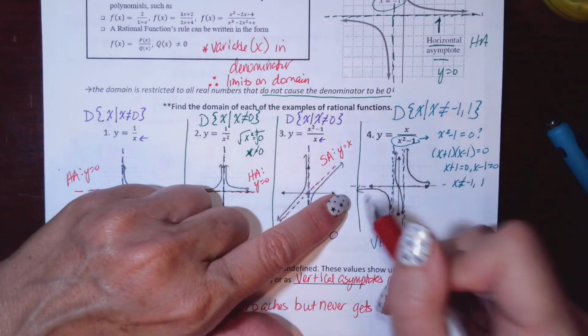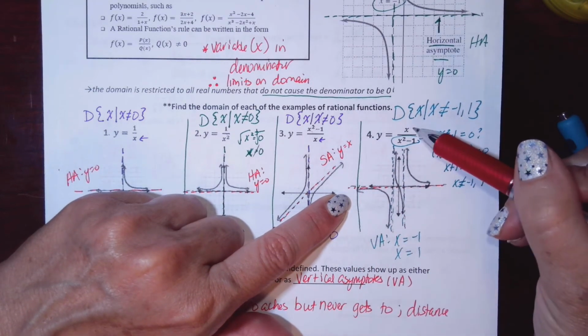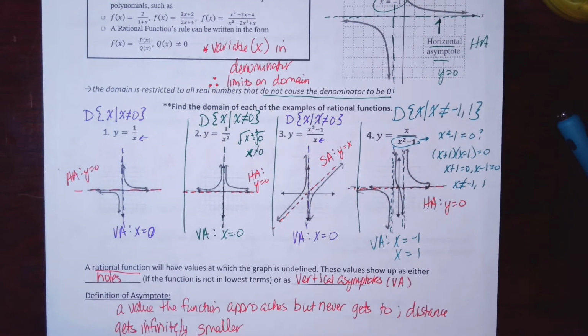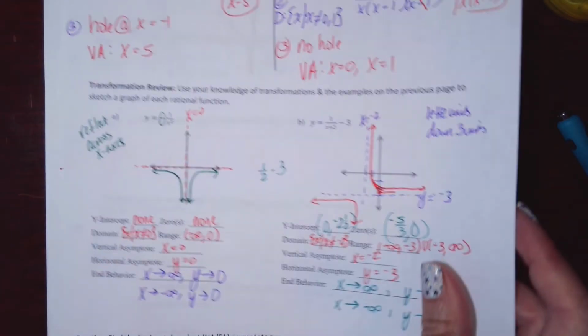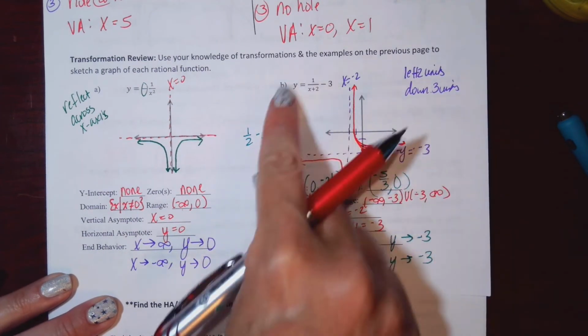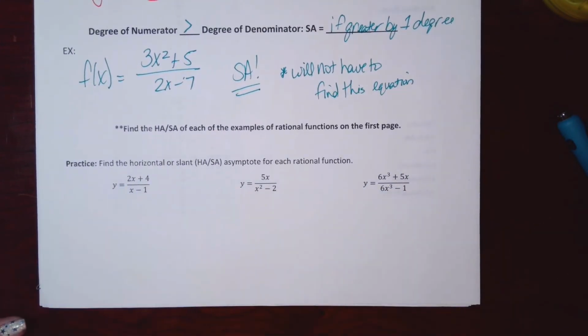And then here I have, again, the degree of the numerator is 1, the degree of the denominator is 2. I have a horizontal asymptote at the x-axis. I don't have an example on this page of a horizontal asymptote that is not at the x-axis, but there is one here. Right there I have a horizontal asymptote at y equals -3. And that we found by using those transformations of functions. That was a different look to our equation. Okay. Practice finding those horizontal and slant asymptotes for these functions.